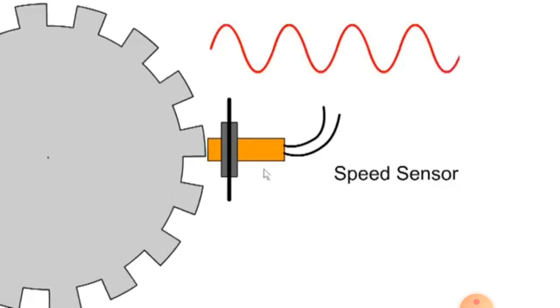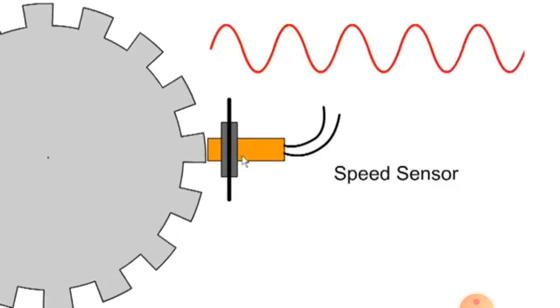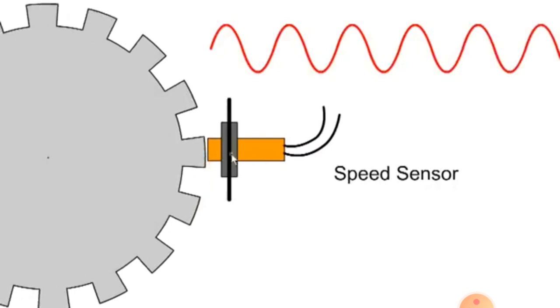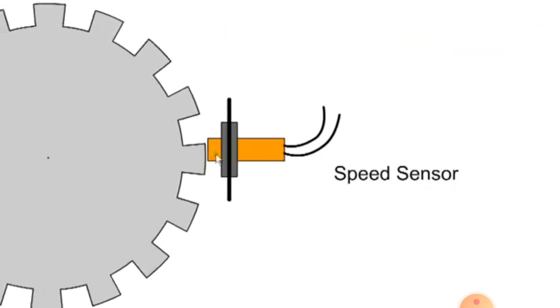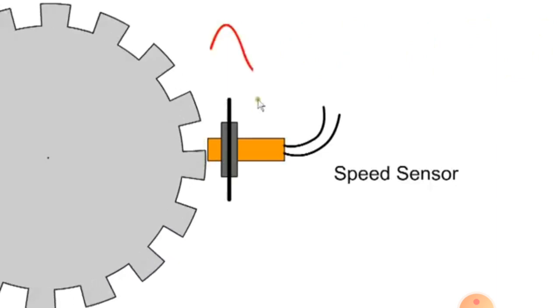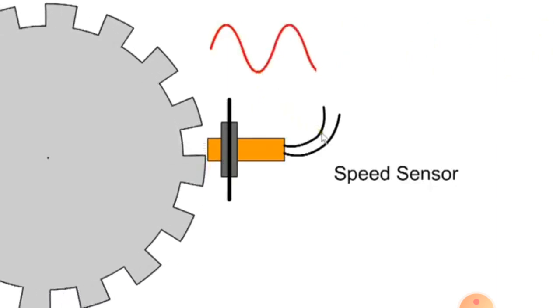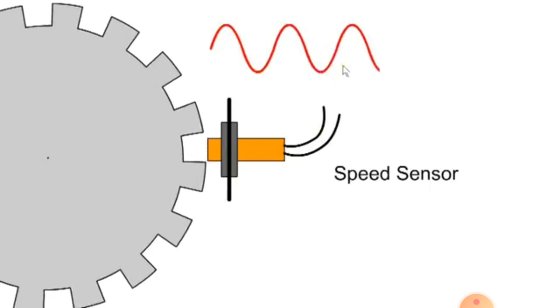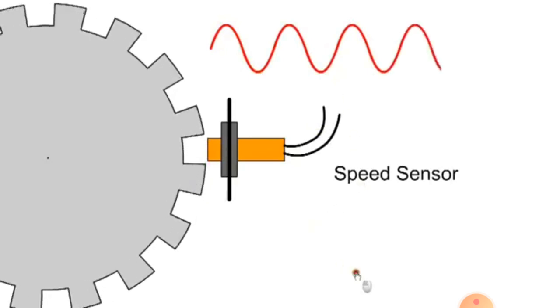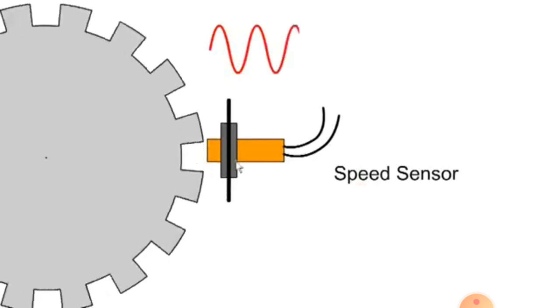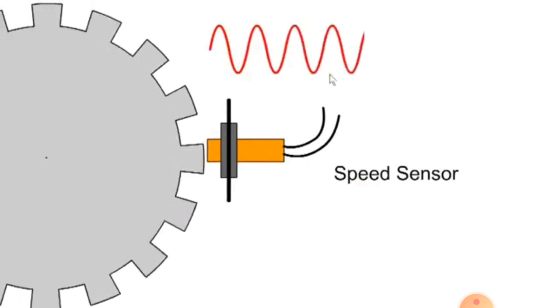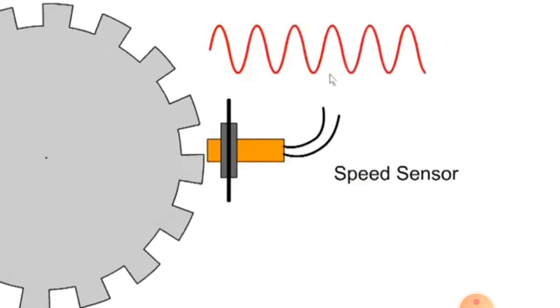Speed pickups are based on inductive or magnetic speed sensors. When a toothed ferrous wheel moves past the magnetic sensor, it excites a voltage in the pickup coil, producing an electrical analog waveform. The frequency of this waveform is proportional to the speed of the rotation. They are used for crankshaft, camshaft, and wheel speed sensors.